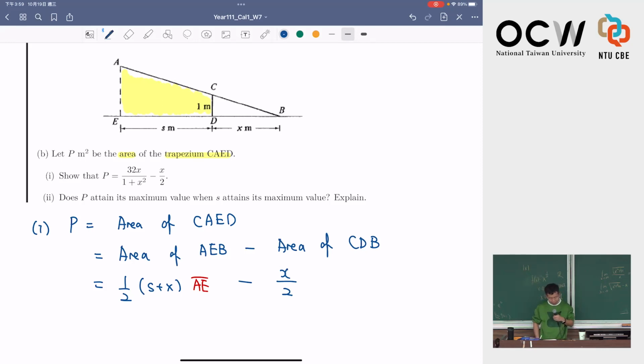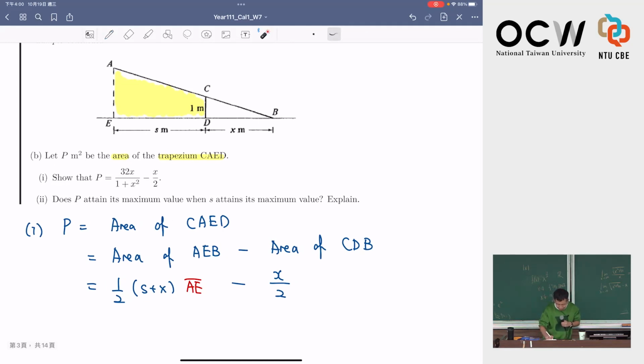Okay? But at least you can tell yourself that you should be on the right track because it looks quite similar already. What we need to do is to make sure that the first part equals 32x over 1 plus x squared. But how do we do that? Well, you can compute AE in a horrible way, because this is 8 and then s minus x, and then you can do Pythagoras theorem.